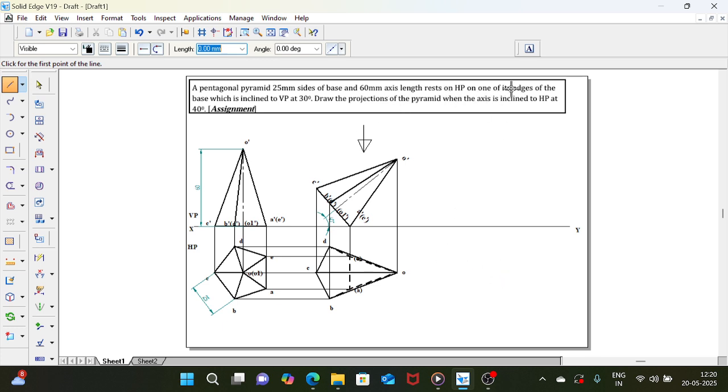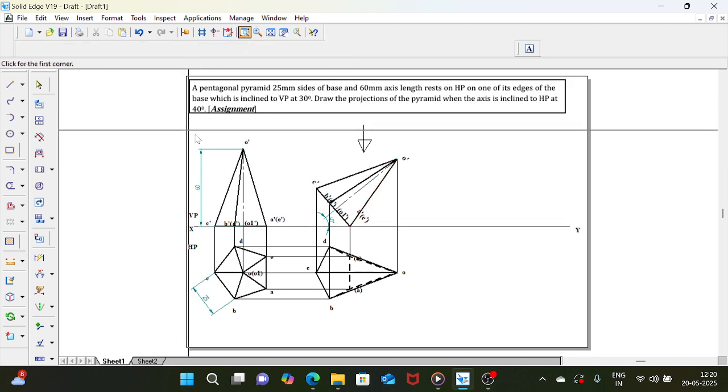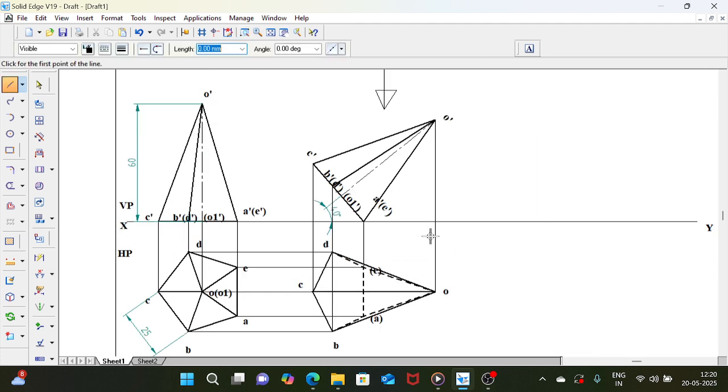Here you see it is resting on one of its edges of the base, which is inclined to VP at 30 degrees. The resting edge is inclined to VP at 30 degrees. AE is the resting edge, which is inclined to VP at 30 degrees. What is the length of resting edge AE in the first position? It is 25. What is the length of the resting edge in the second position? 25. If it remains the same length, there is no need to find the angle. You can place it for the given angle only.